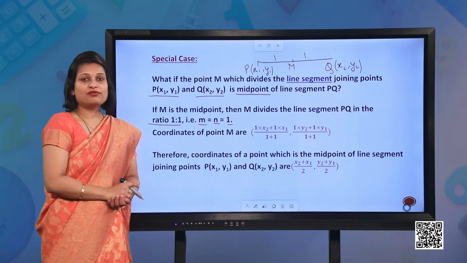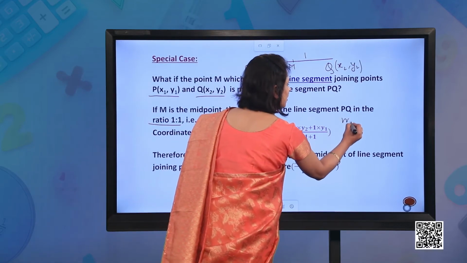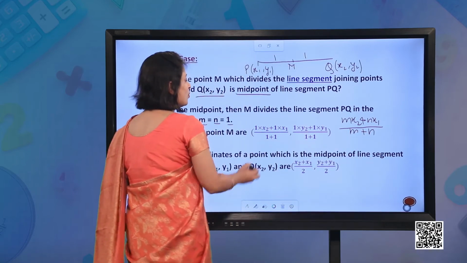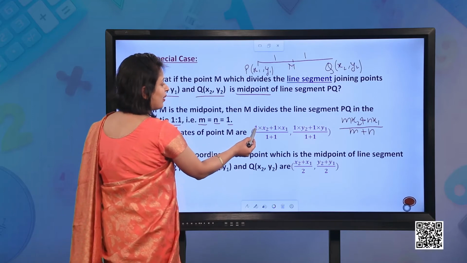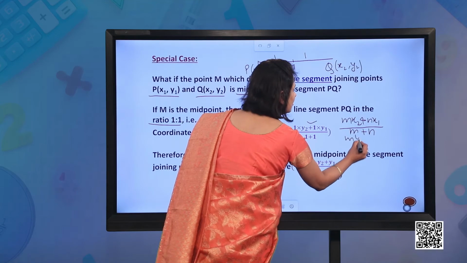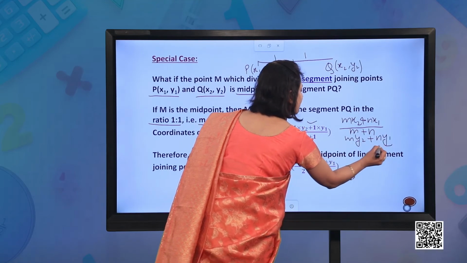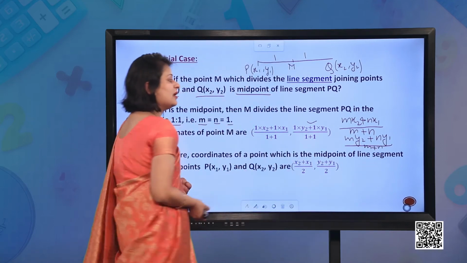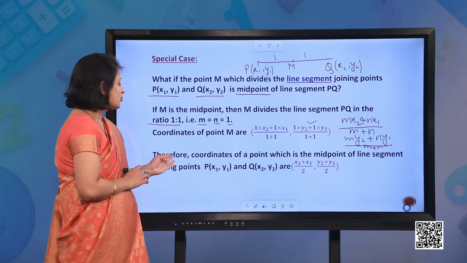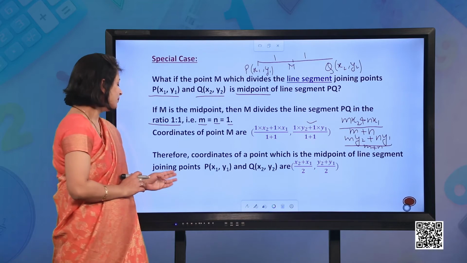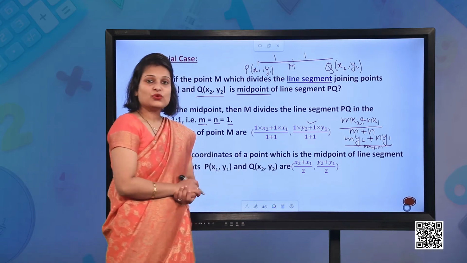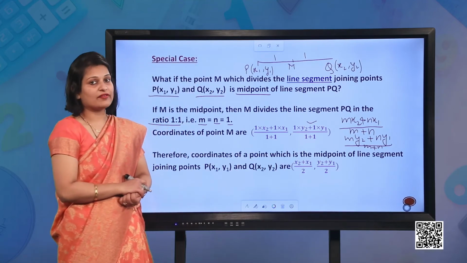Now we have done the section formula for internal division, which was m x2 plus n x1 upon m plus n. So simply replace m and n by 1. What will you get? 1 into x2 plus 1 into x1 upon 1 plus 1. And for y also, what we have? m y2 plus n y1 upon m plus n. Now simply replace m and n by 1. What will you get? 1 into y2 plus 1 into y1 upon 1 plus 1. So therefore coordinates of the point which is the midpoint of line segment joining points P(x1, y1), Q(x2, y2) are (x2 plus x1) upon 2 and (y2 plus y1) upon 2.